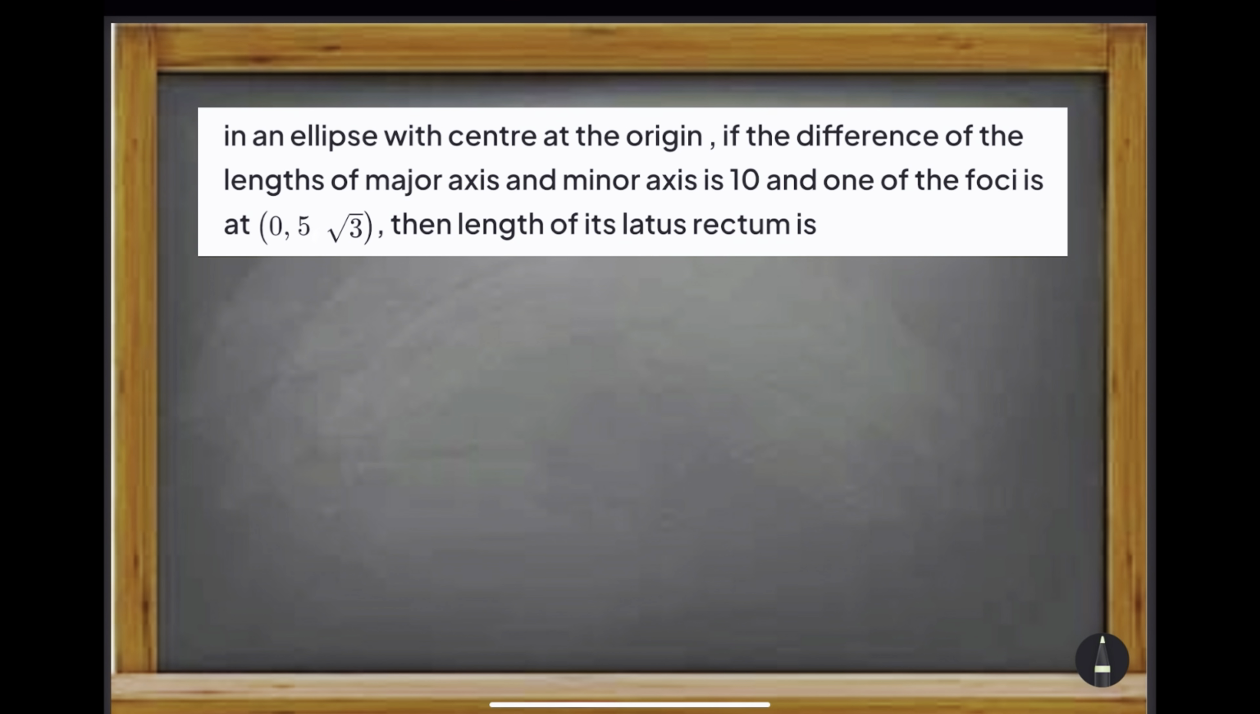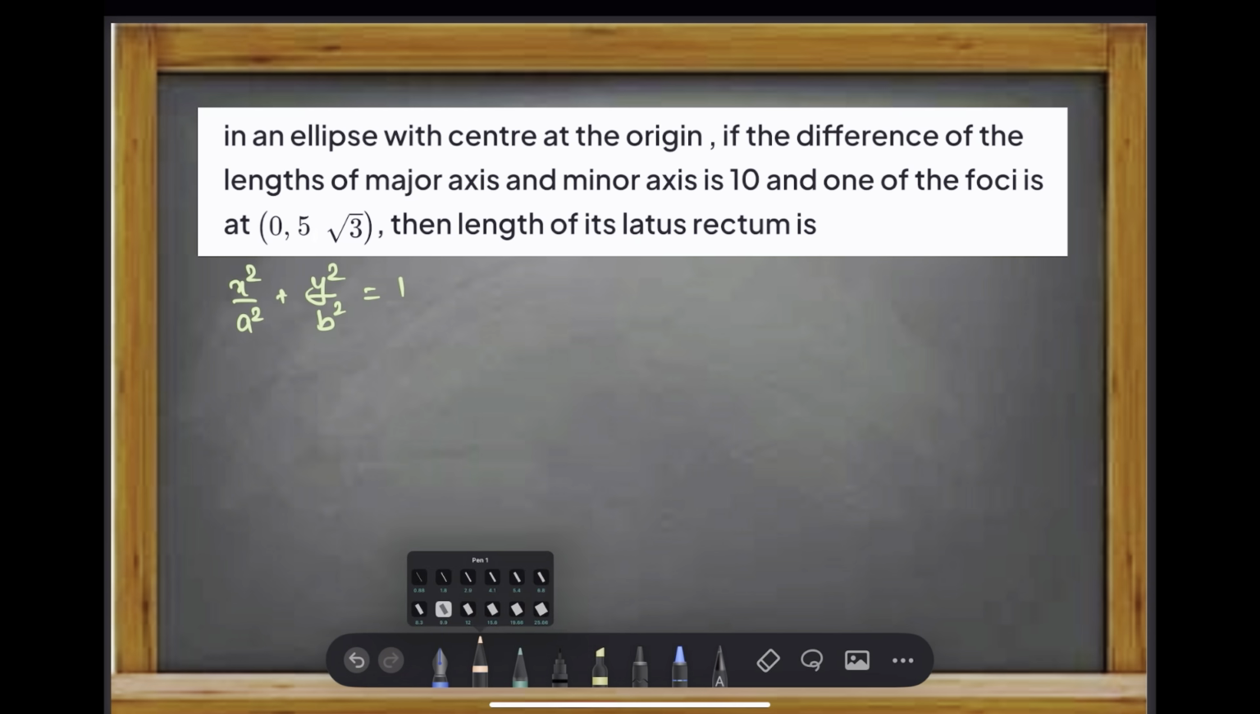Okay, so we got this situation in an ellipse. So you know it is an ellipse with center origin. So you know that it will look like x square by a square plus y square by b square equals to 1. So anyway, you have to find a and b.